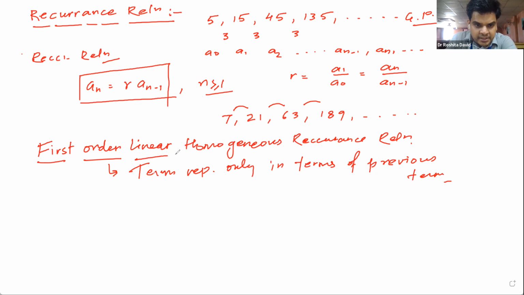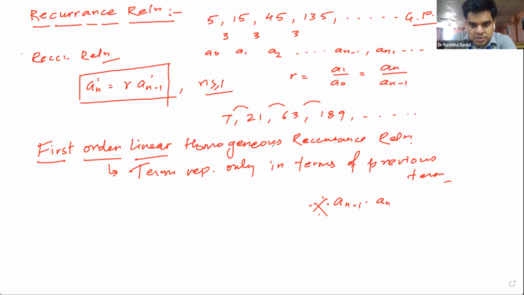What is linear? Here, every term is linear, meaning it is of degree 1. Every A is of degree 1. Here there is no product of An minus 1 and An, no product of A's. So that's why this relation is called linear. Okay.